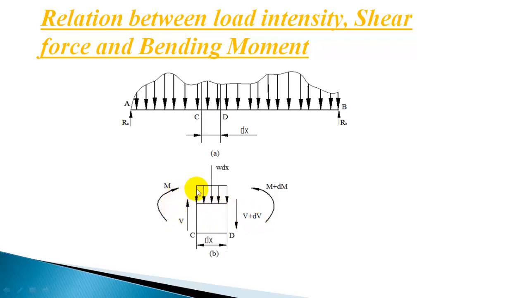Similarly, the bending moment also has a small variation. M is the bending moment at the left end of the element, and the bending moment changes from M to M plus dM. This change can be either plus or minus. dM can be positive or negative. Similarly, dV can be positive or negative. So under the action of these forces and moments, the element is in equilibrium.